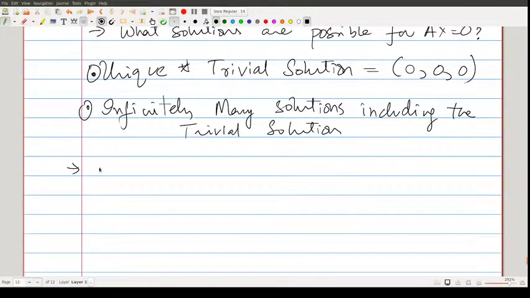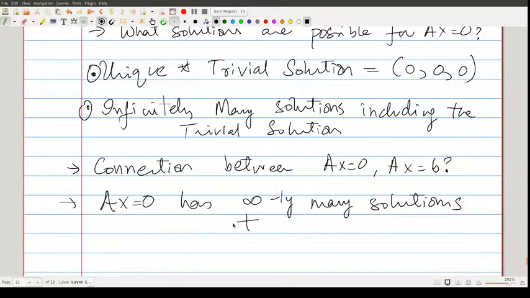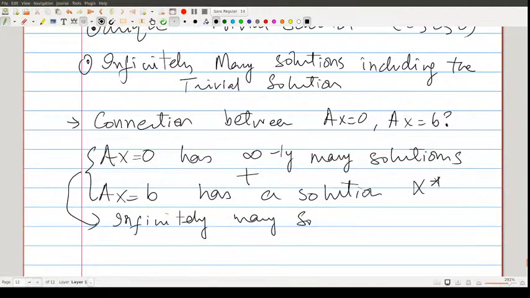The other thing that we discussed was the connection between AX equals 0 and AX equals B, right? And what's that connection? The connection is when AX equals 0 has infinitely many solutions, that's the first condition, plus another condition, which is AX equals B has a solution X star. If both of these are true, that I have infinitely many solutions for this, and if I have a solution X star for this, then I can find infinitely many solutions for AX equals B.